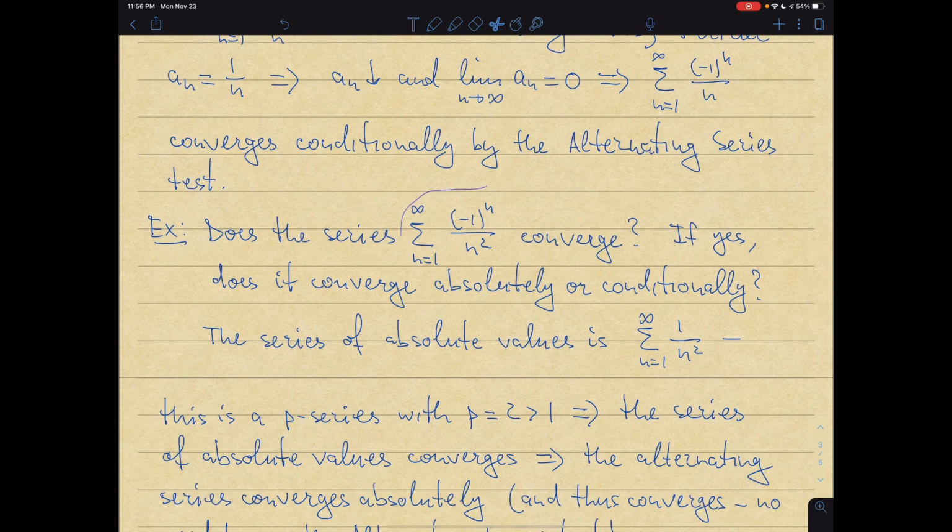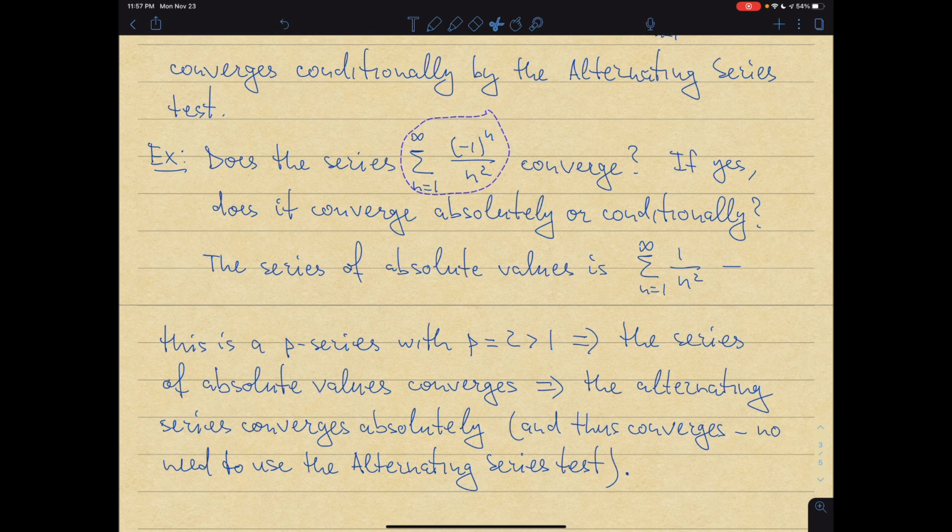Now let's look at a similar guy, except that we have n squared on the bottom. Exactly the same question. Now, the series of absolute values will be 1 over n squared, and that's a p-series with p equal to 2, and 2 is greater than 1, and if p is greater than 1, then the p-series converges. So that means that the series converges absolutely, right? Because the series of absolute values converges. And if a series converges absolutely, we proved before, then it must converge just by itself. So to prove that this series converges, I don't need to use the alternating series test. I could, but it makes no sense to use it because I already proved that the series converges by showing that it converges absolutely. So no need to use the alternating series test here.